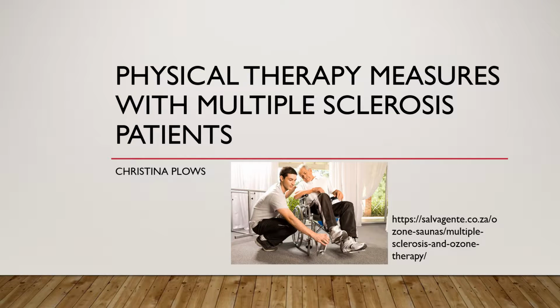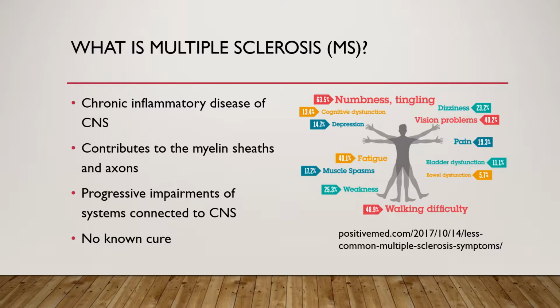So I did my presentation on how clinicians can measure progress with patients in physical therapy who are there for MS. And what MS is, it's a chronic inflammatory disease of the CNS that will demyelinate the sheaths of the central nervous system as well as affect the axons around it. As this disease progresses, it definitely will affect other systems of the CNS and the symptoms will increase, as you can see on the right.